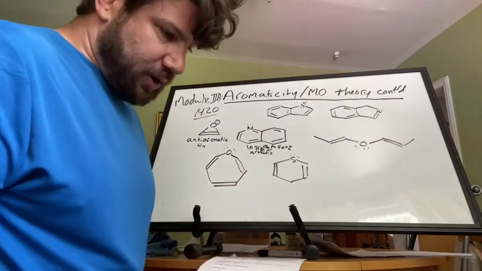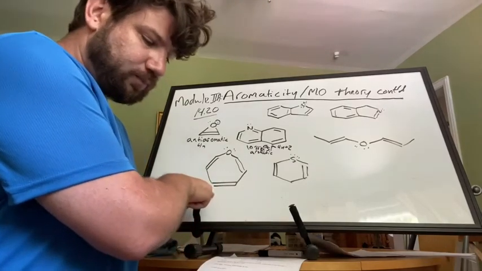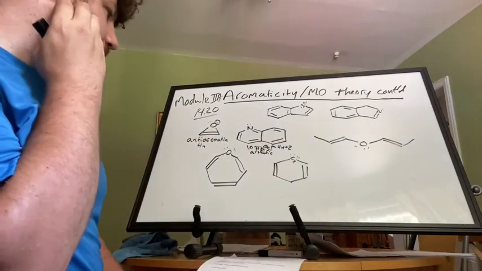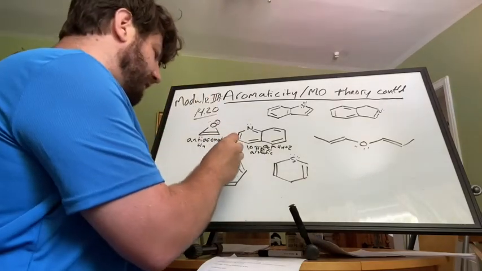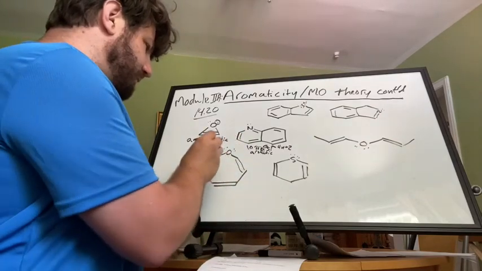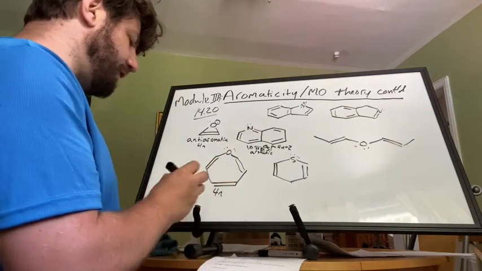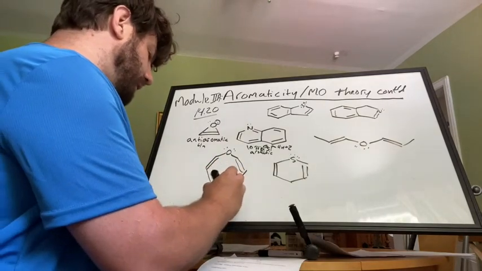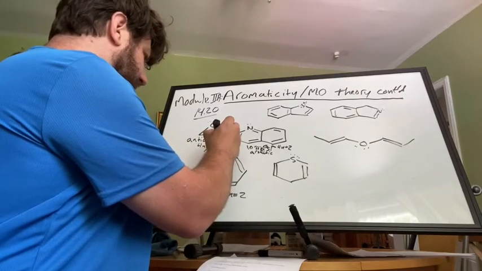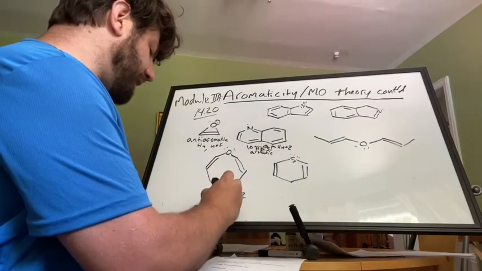All right, next one is going to be this guy here. So we have 2 lone pair electrons that can feed in. 2, 4, 6, 8. So it's going to be a 4n convention, and n is going to be equal to 2. N is going to be equal to 1 at this top example. So this is also going to be anti-aromatic.